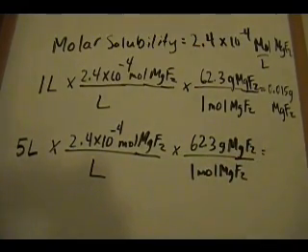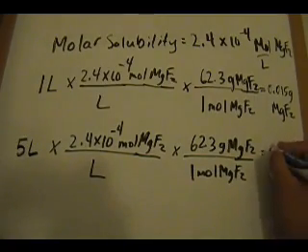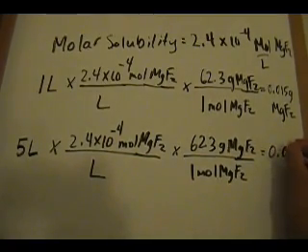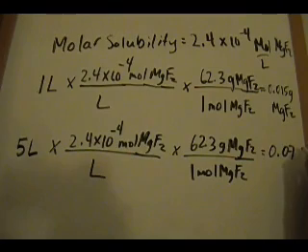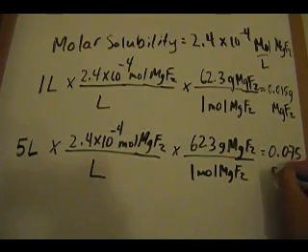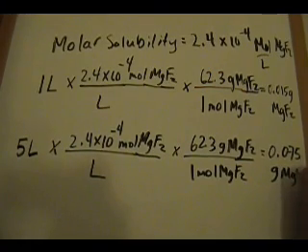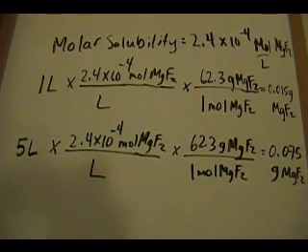Now let's see what happens here. 5 times 2.4 times 10 to the negative 4 times 62.3 is 0.075. Hey, check that out. Our guess was correct. 0.075 grams of magnesium fluoride. Everything works out perfectly.